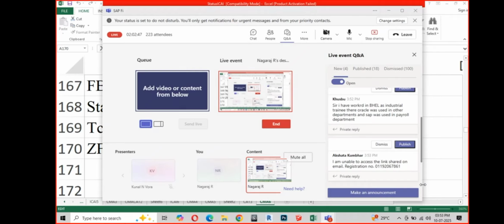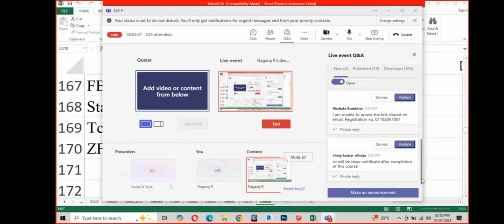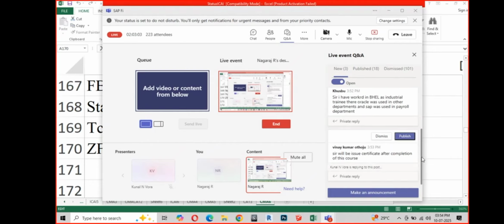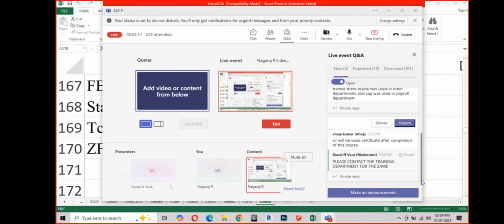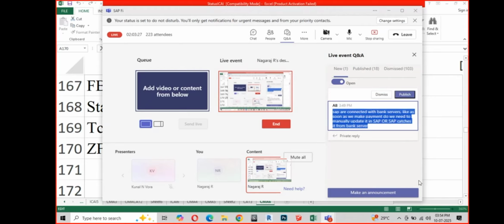Very nice. You people are interacting. Very good. Very good. Okay. It definitely has a feature of debit notes and credit notes. Yes.